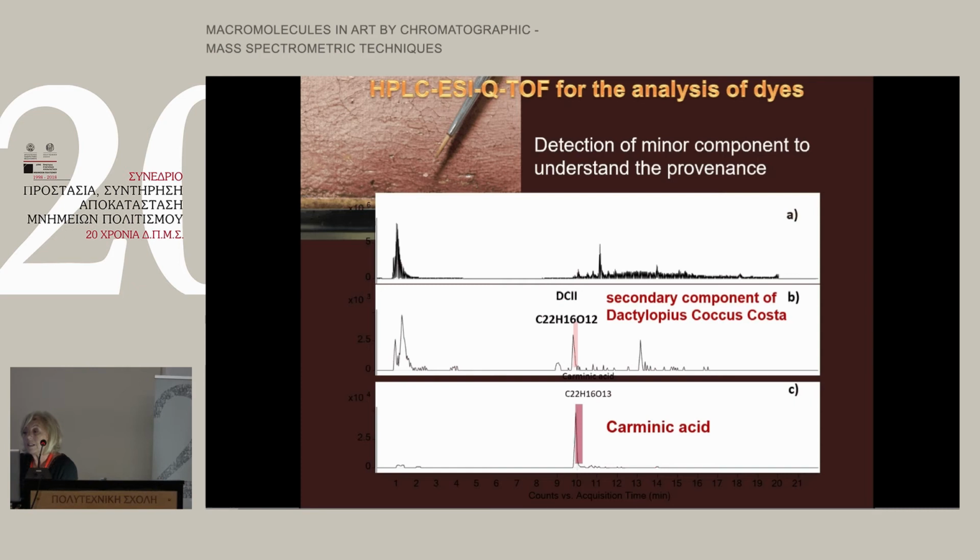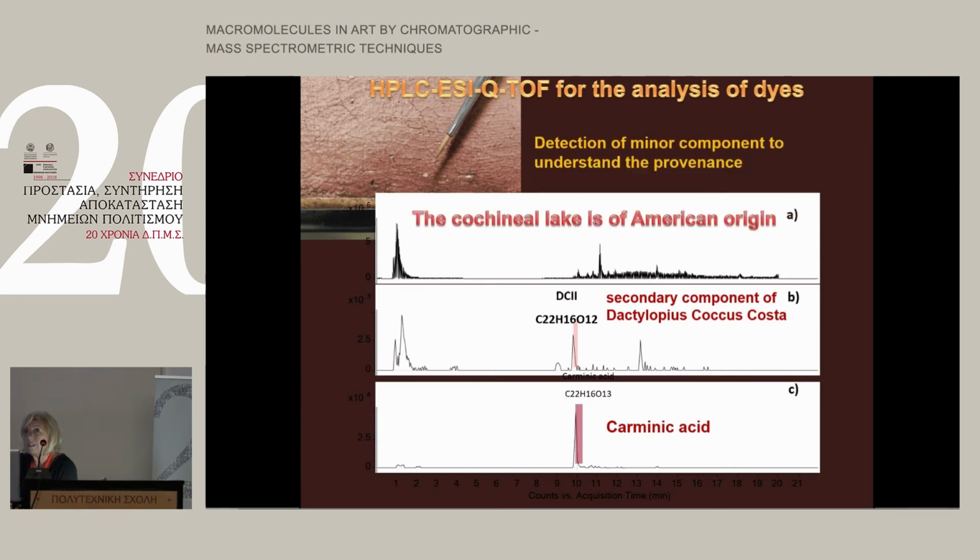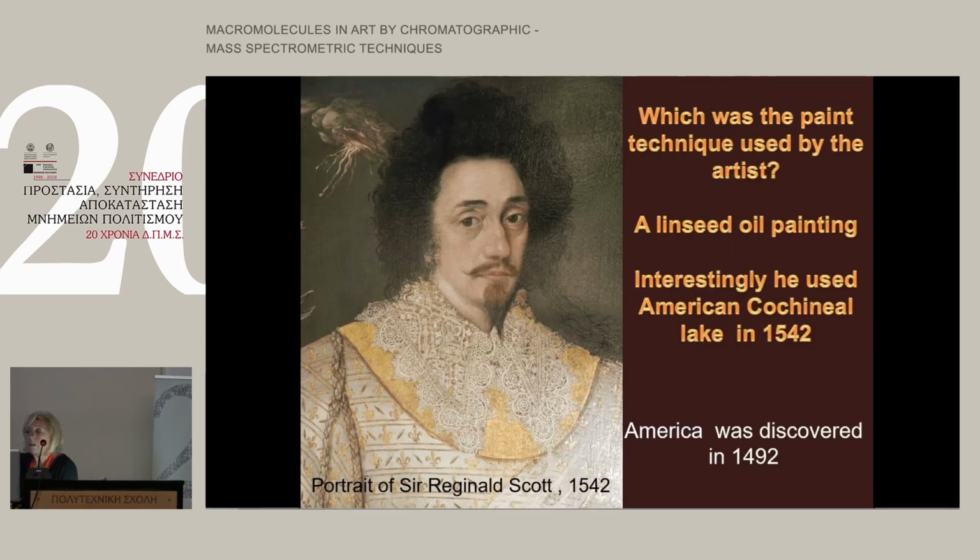So this means that this is not the cochineal coming from Europe, but this is the cochineal lake whose origin is from America. And this is important information from the historical point of view, because it demonstrates that there was a trade just 50 years after the discovery of America. So this is very important for historians.